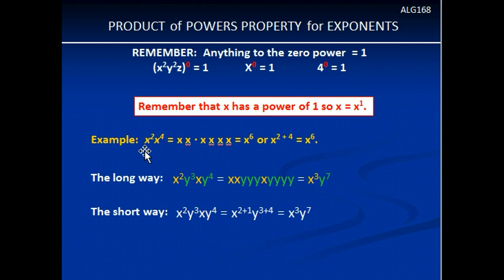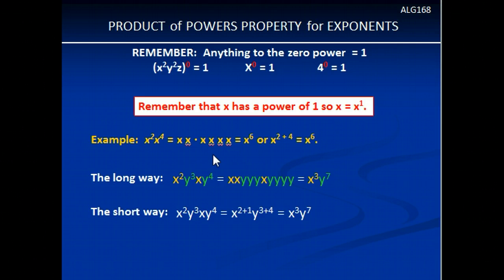All right, look at this example. X squared times x to the fourth. Are they the same base? Yes. What we actually have here are 2 x's times 4 x's. So that means all together we could just count those up and end up with x to the 6th. Or, using our property, it would be x to the 2 plus 4, which is also x to the 6th. So you can get the answer the same way.